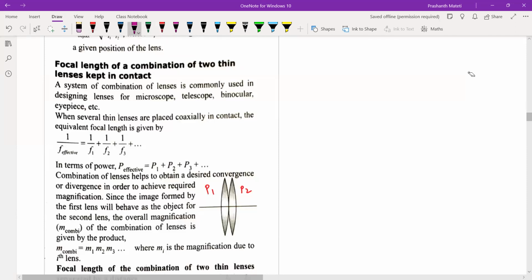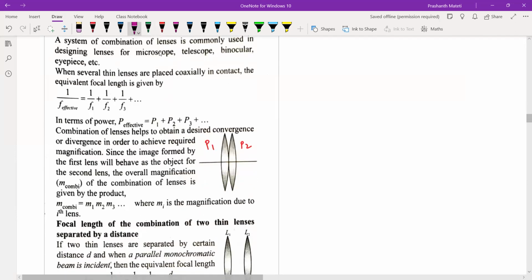And if you want to find the total magnification, each lens is going to produce its own magnification. What you have to do is just multiply them. If there is an object, the first lens forms the first image. Then lens 2 will create a second image, and it keeps on going. So here there is one magnification factor, here there is another, and so on. The total magnification is just the product of them. So this is for when the lenses are in contact.